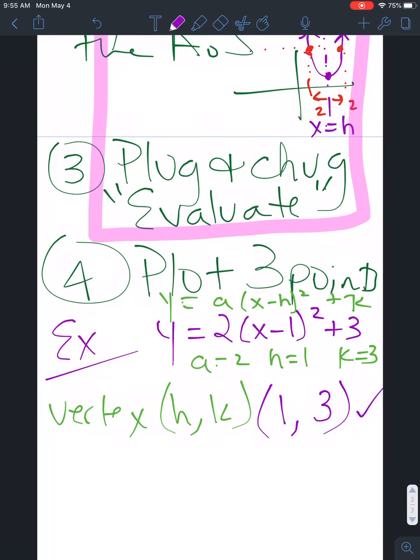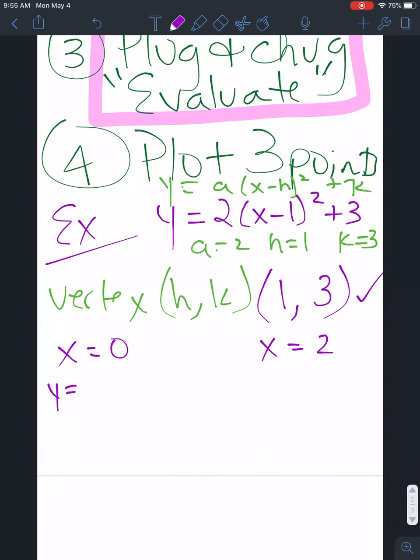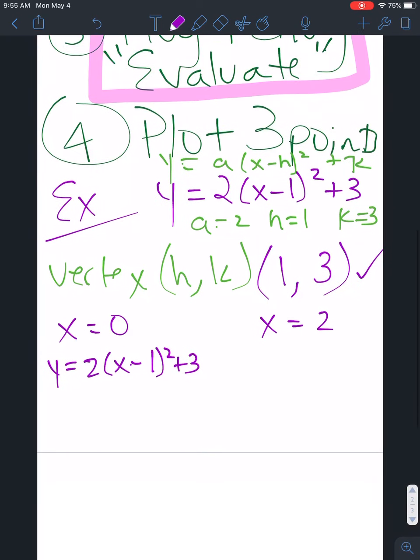All right, so that's step 1. Check. Step 2: pick 2 x values to plug in. One should be bigger than h, and one should be smaller than h. Since my h is 1, I'm going to plug in something smaller than 1, like 0, and something bigger than 1, like 2. And we're plugging them into y equals 2 times (x minus 1) squared plus 3.